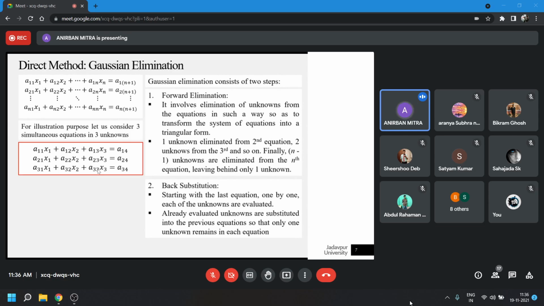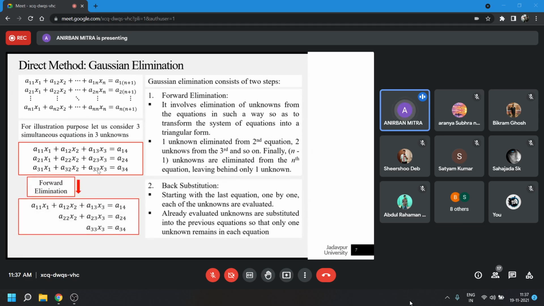You can see that there are three unknowns, x1, x2, and x3. Corresponding coefficients are given as aij's, where both i and j vary from 1 to 3. The right hand side is represented as a14. Remember that it is ai n plus 1. So we have three equations, n is equal to 3. So the right hand side would become a14, for the second equation a24, and for the third equation a34.